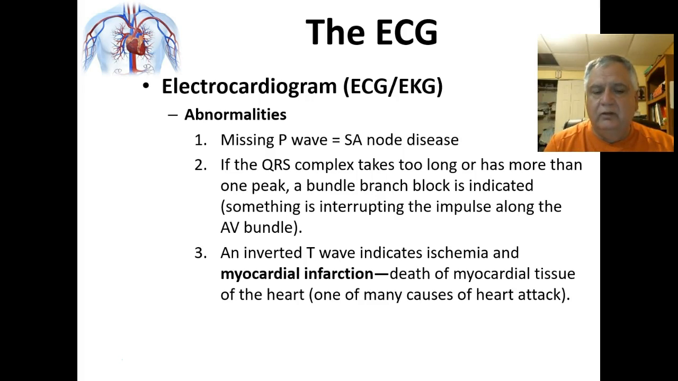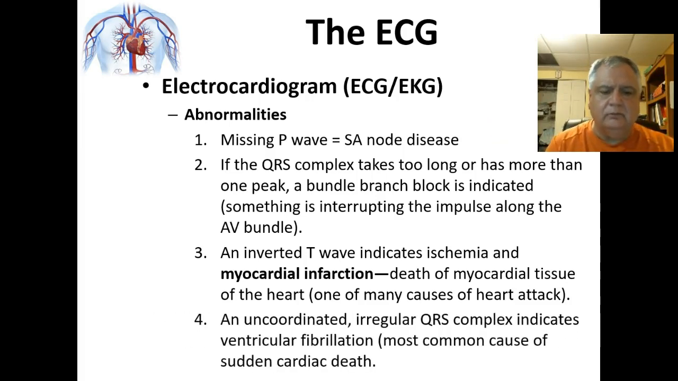And an inverted T can lead to myocardial infarction. So if you're not getting enough blood into the muscle tissue, it's not getting oxygenated, it's not getting nutrients the way it should, the tissue could eventually die. That would be called a myocardial infarction, a death of myocardial muscle tissue of the heart wall. And that's one of the many causes of a heart attack.